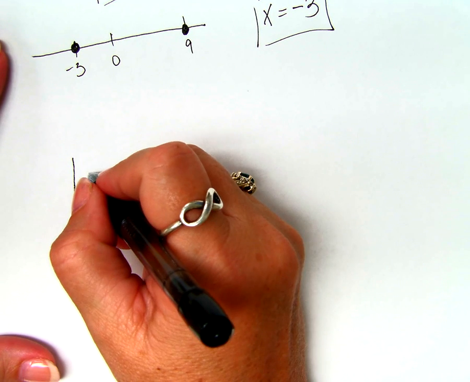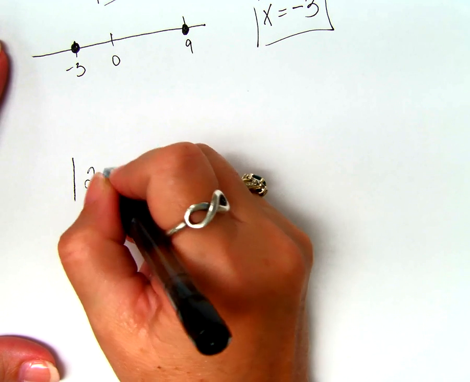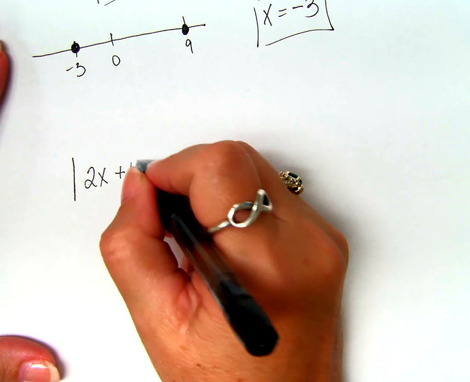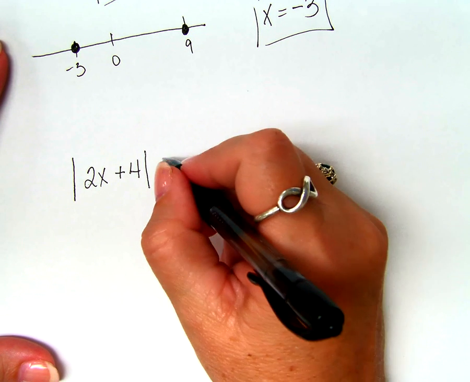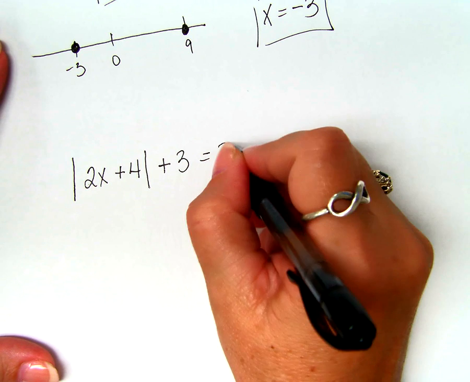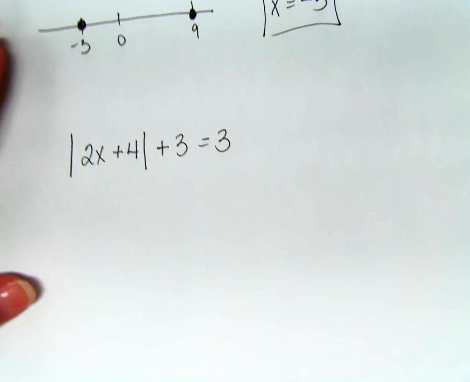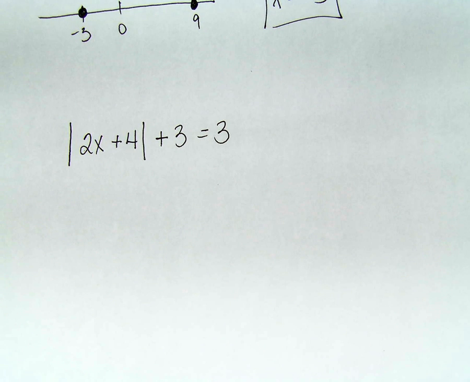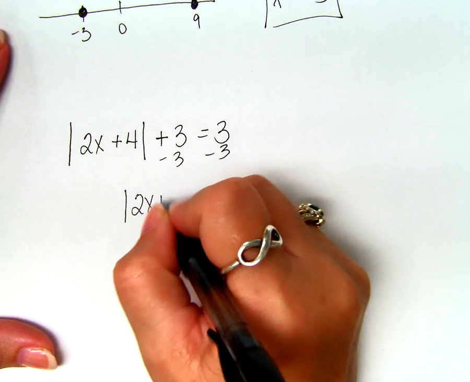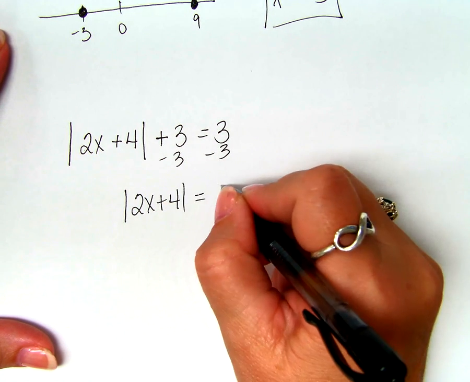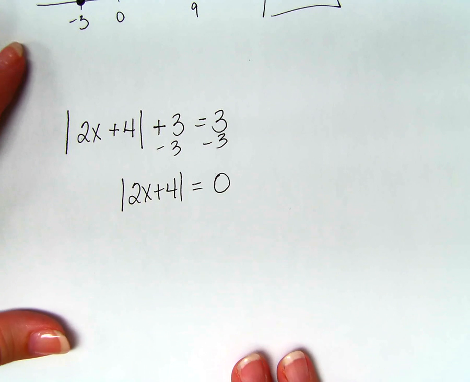Let's do absolute value of 2x plus 4, plus 3 equals 3. Is the absolute value isolated? No. So what do we have to do to isolate it? Subtract 3 from both sides. 2x plus 4 equals 0, okay?